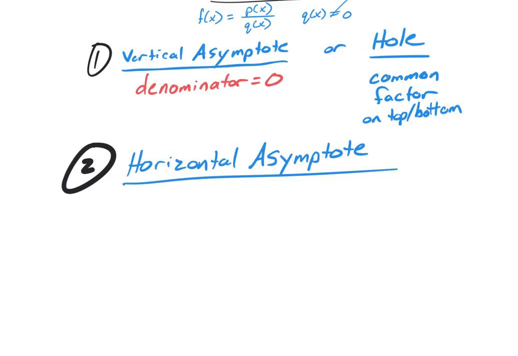Okay, this one's a little bit harder because there's essentially three different rules that we have to know to determine what our horizontal asymptote is going to be. It's all based off of the degree. Okay, we're going to look at the degree of the polynomials because we're going to usually have a polynomial on top, a polynomial on bottom, and we're going to compare the two degrees of those two polynomials.